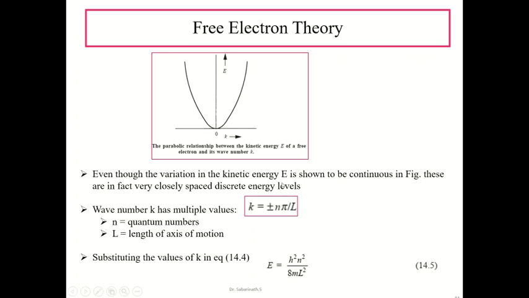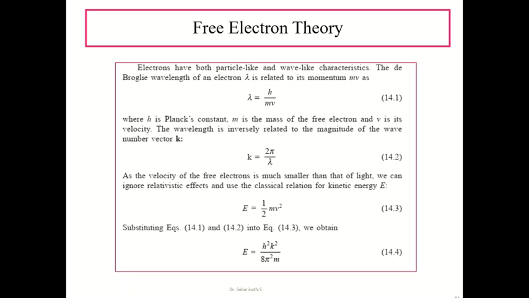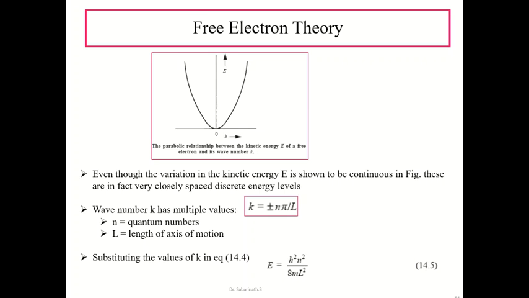Even though the variation in kinetic energy is shown to be continuous in this figure, these are in fact very closely spaced discrete energy levels. So the wave number k will have multiple values, that is k is equal to plus or minus n pi by l, where n is the quantum number and l is the length of the axis of motion. Substituting the value of k in the equation E is equal to h square k square by 8 pi square m, we get E is equal to h square n square by 8 m l square.